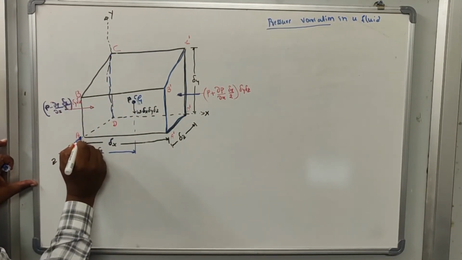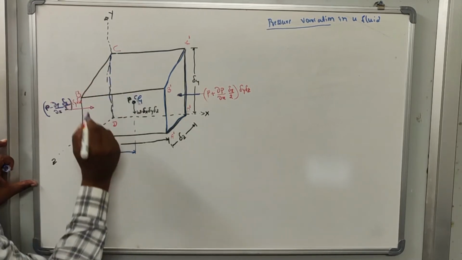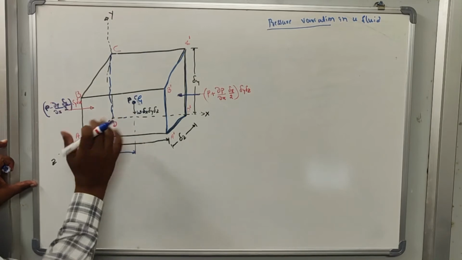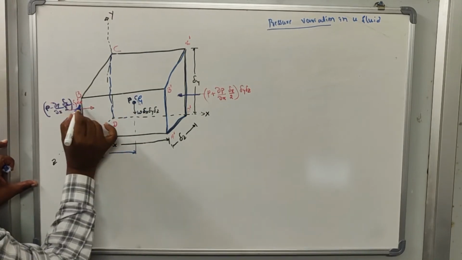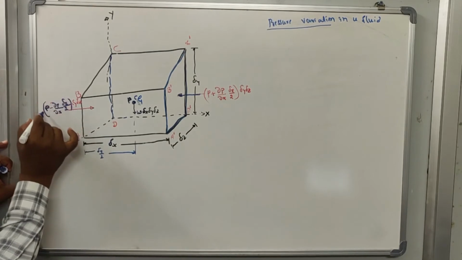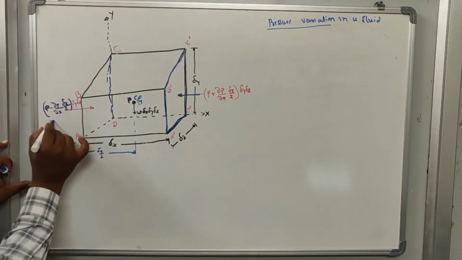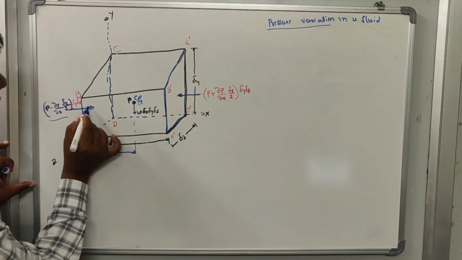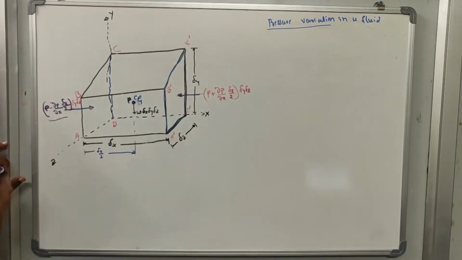The area of surface ABCD is what? This is delta y and this is delta z. So delta y delta z is the area of the surface. On this surface, this is the pressure intensity. And this force is acting from left to right.